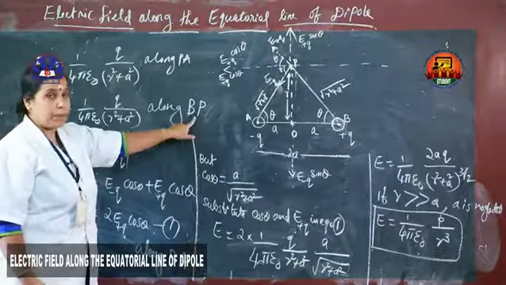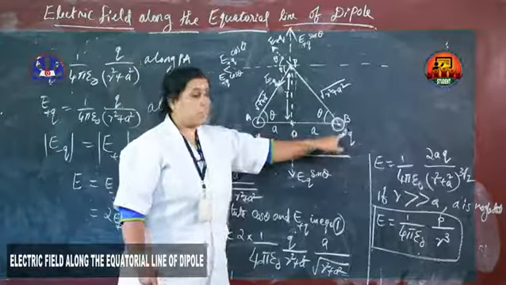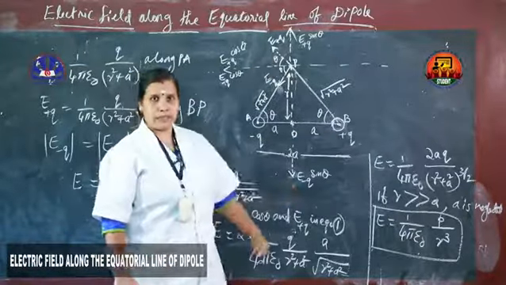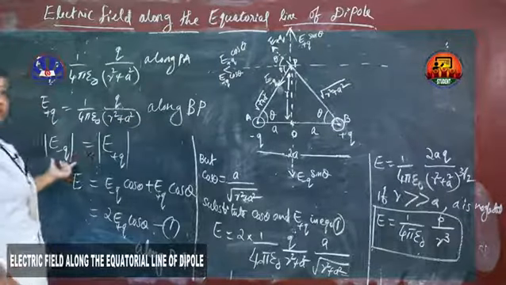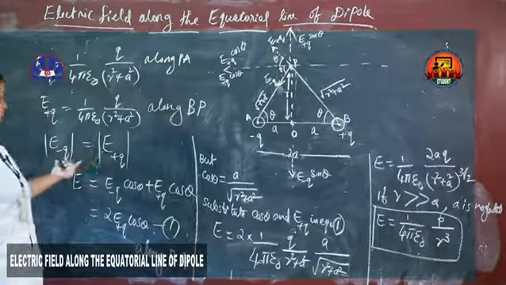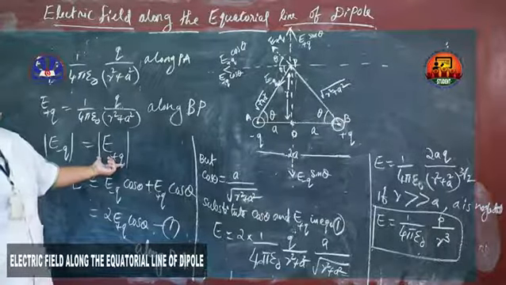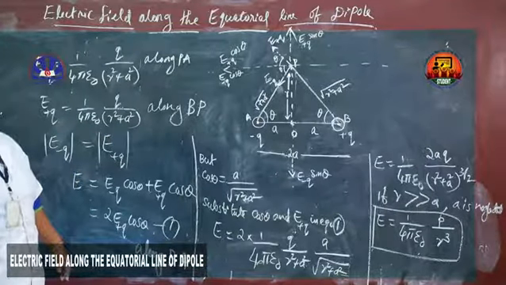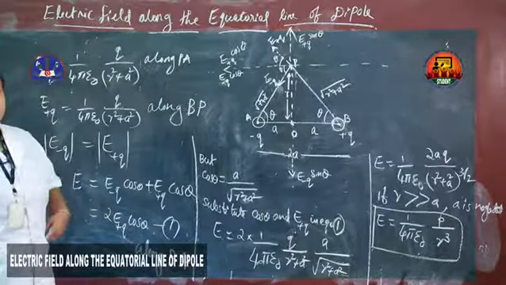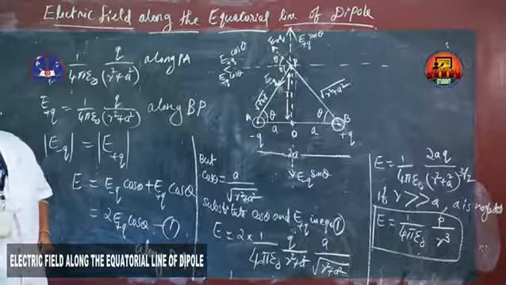It is along BP. What is the reason for BP? Because it is a positive charge, so its direction is outward. From these two equations we can say that the magnitudes of both the fields are the same. E plus Q and E minus Q, their magnitudes are the same. Now what about the direction? They are in different directions. So in order to find the resultant here, we have to do the process of resolution of vectors.